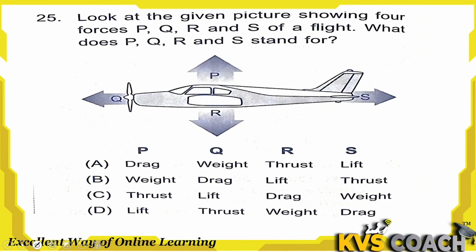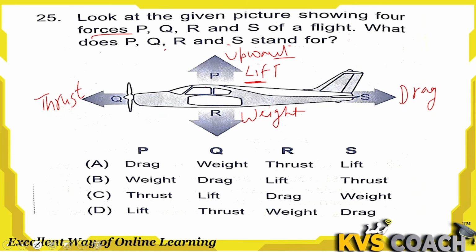Next is look at the given picture showing 4 forces, okay, PQRS of a flight. What does PQRS stand for? Let's check. P is lift, okay, and Q is thrust, and R is weight, and S is drag. Do you know what is the meaning of all these forces? Let me tell you, okay. P is the force that is directed on the aircraft in the upward direction, okay, this is the lift force. If I am talking about thrust, thrust is a force that directs the aircraft forward. Okay, this is also known as propulsion force. That is thrust, which represents propulsion.